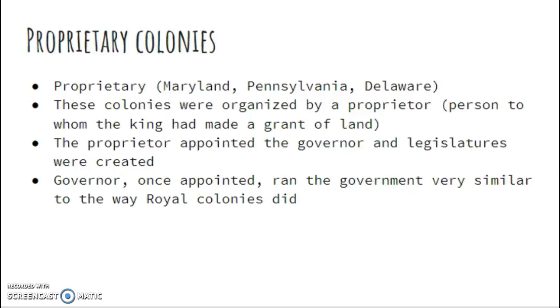These colonies were organized by a proprietor, or a person to whom the king had made a grant of land. The proprietor appointed the governor, and legislators were created. And the governor, once appointed, ran the government, very similar to the way royal colonies did. In Maryland and Delaware, the legislatures were bicameral, or 2 houses, and in Pennsylvania, the legislators were unicameral, which just means 1 body house.